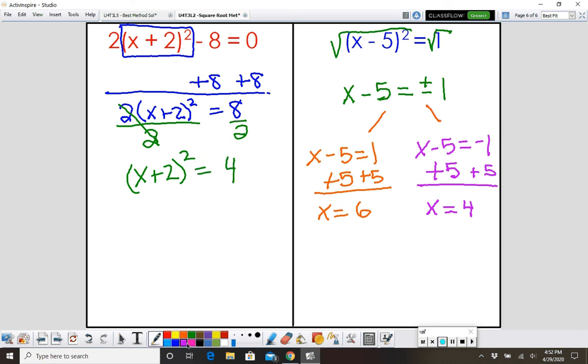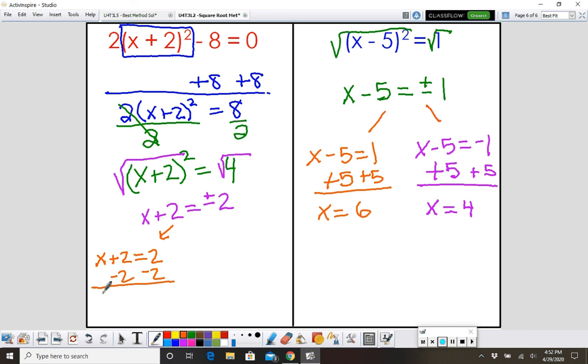Okay, now I'm ready to deal with this square. The way we undo a square is we use our square root. So the square and the square root are going to cancel out. I'm going to be left with x plus 2 here. And the square root of 4 is positive or negative 2. And then finally, to solve this, my first equation will be x plus 2 equals positive 2. And when we solve that, we see that one of our values could be 0.